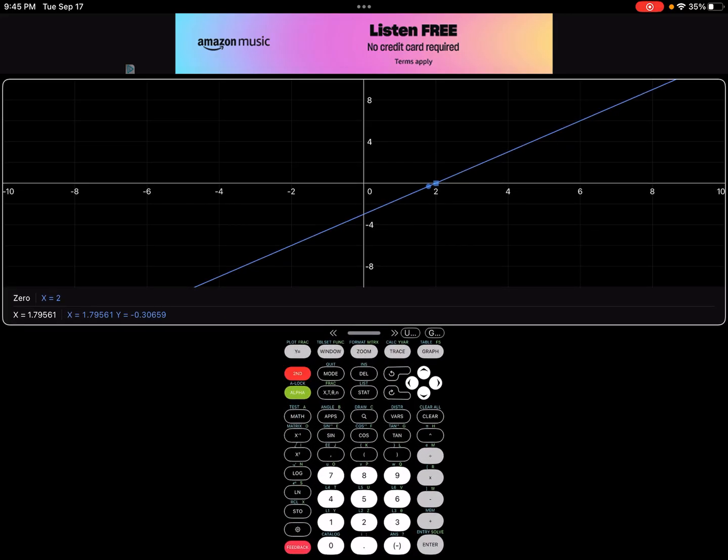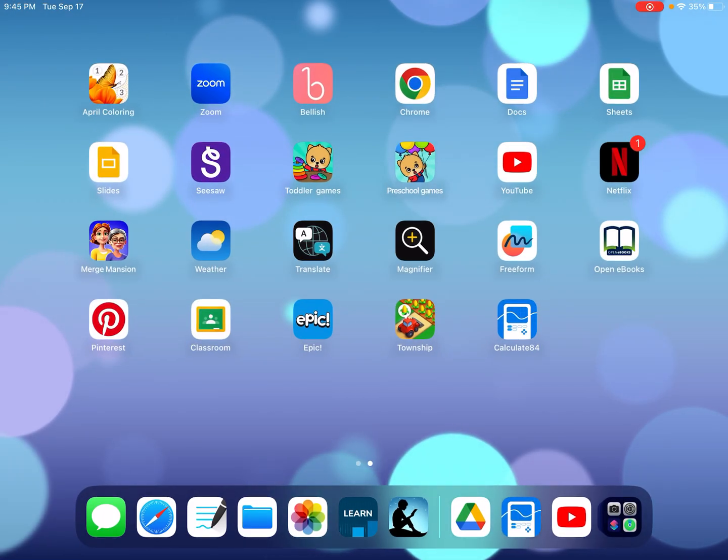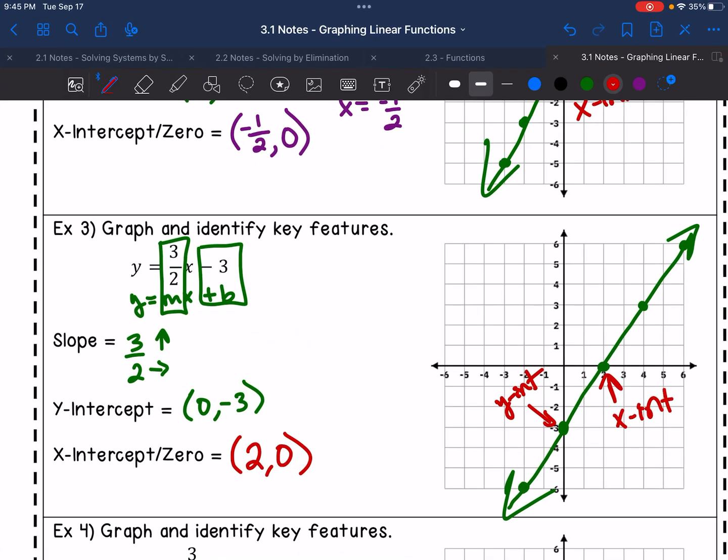And then if I go to my table by pressing second graph, I've got some points. So we can see that it says 2, 0 is a point on my graph. And if I look, I had 2, 0 as my x-intercept.